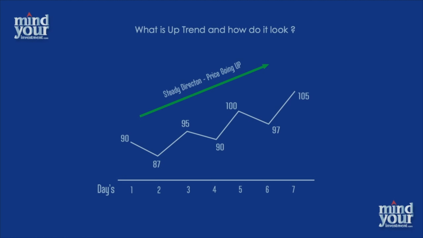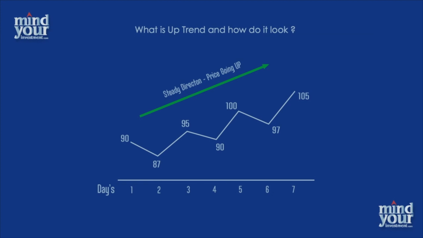Now if you study this chart, you will see that the price started off at 90. Then it fell down to 87, then it went to 95, again fell down to 90, then 100, then fell down to 97, and finally went to 105. Now this direction is giving us an idea that the price is increasing continuously over a period of time. So it started off at 90 and then it went to 105. Hence we are calling this an uptrend for this specific share.